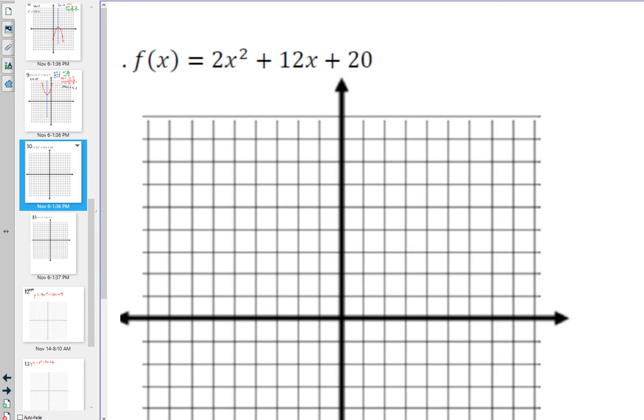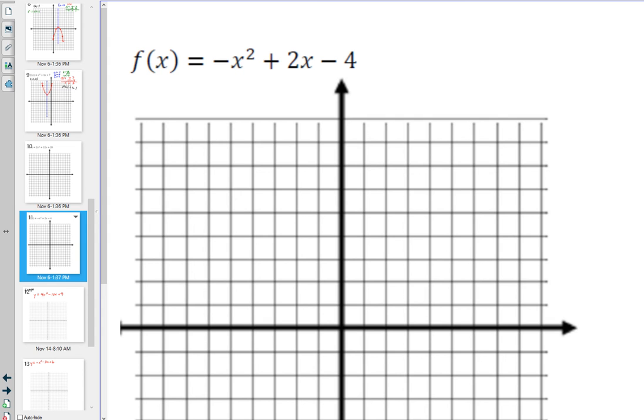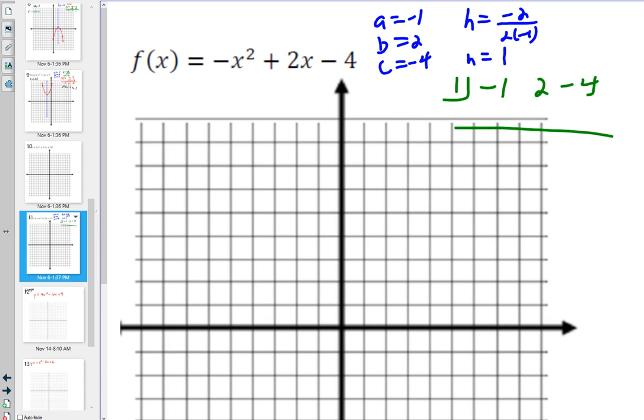Okay, this one we did. This one I remember that we did. We did not do this one. Right? So A is -1, B is 2, C is -4. So therefore H is going to be -2 over 2 times -1, which is positive 1. When I plug in a 1, I get -1, plus 2, minus 4, which is -3.